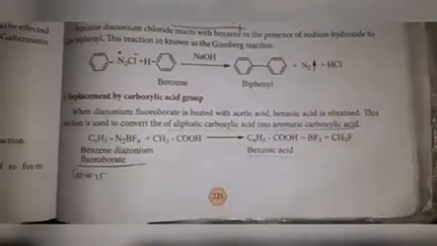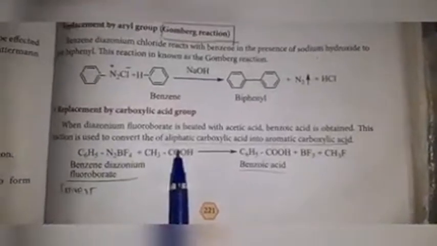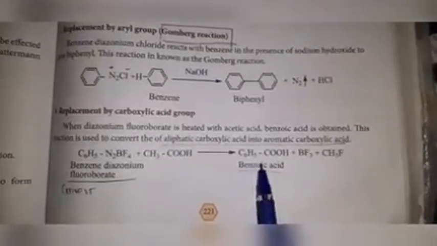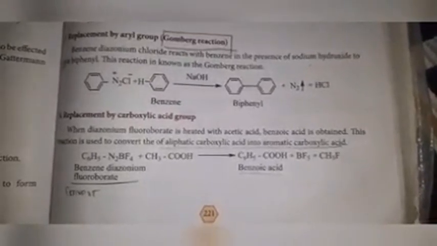This reaction is known as Gomberg reaction. Next one, replacement by carboxyl group. When benzene diazonium fluoroborate is heated with acetic acid, benzoic acid is obtained. This reaction is used to convert aliphatic carboxylic acid into aromatic carboxylic acid.